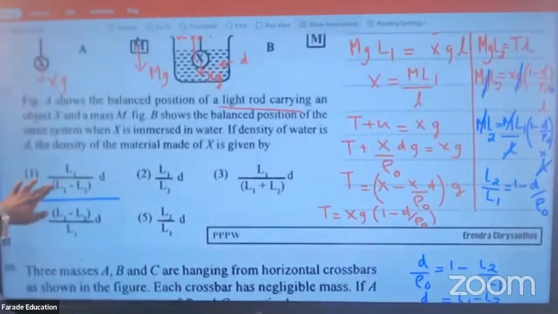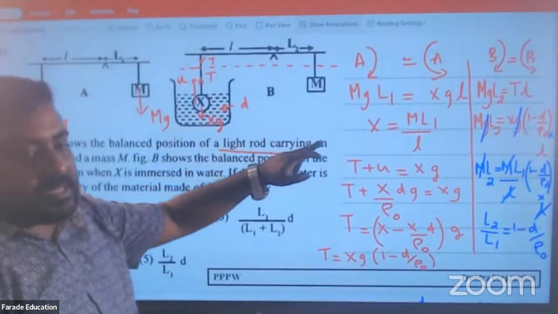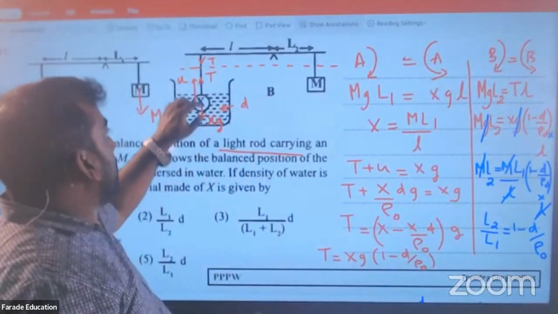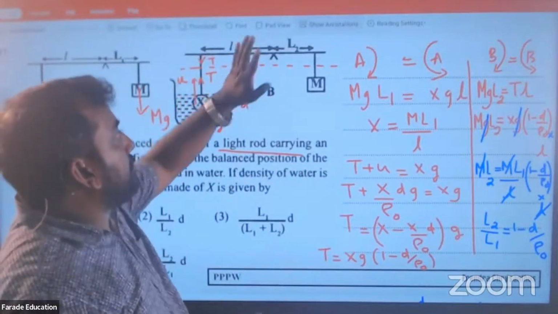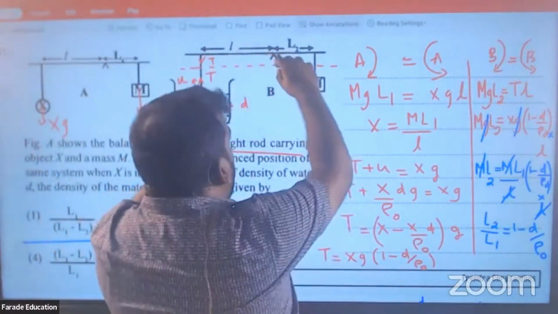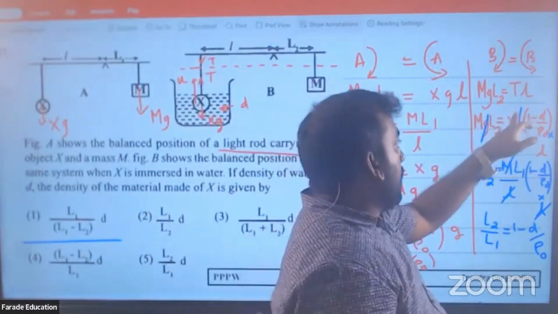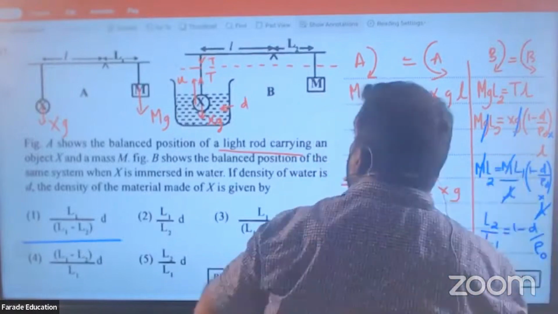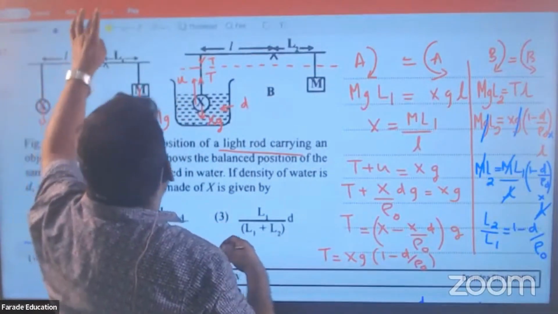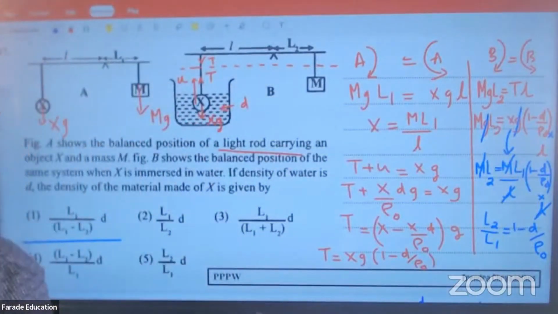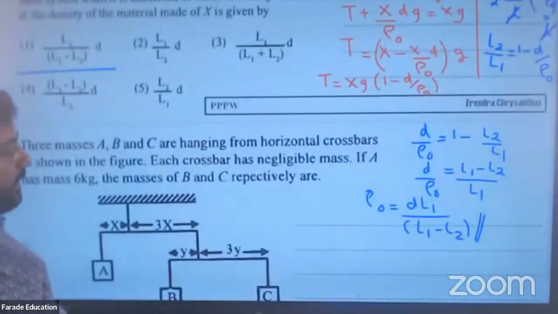The first diagram: apply moments, get the relationship. Then tension plus upthrust balances the weight of X. When taking moments, what's important? Tension is important: here clockwise moment, here anti-clockwise moment. Now I have found X and I have found tension. Substitute for X also. Simplify and get the relationship. Okay?